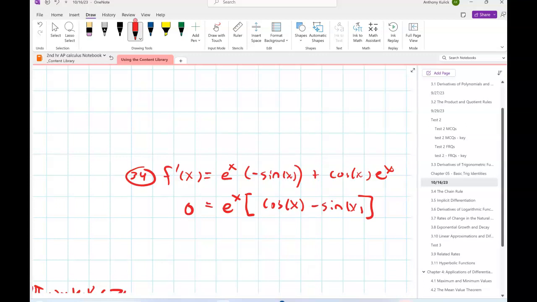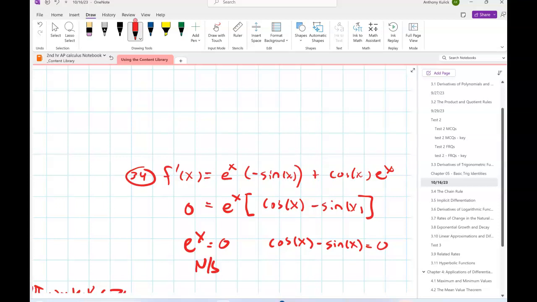And we'll set that equal to 0. So e to the x equals 0. Well, that has no solution. If I do the natural log of both sides, the natural log of 0 is undefined. So nothing comes from that. But when I set cosine x minus sine x equal to 0, that I can solve.